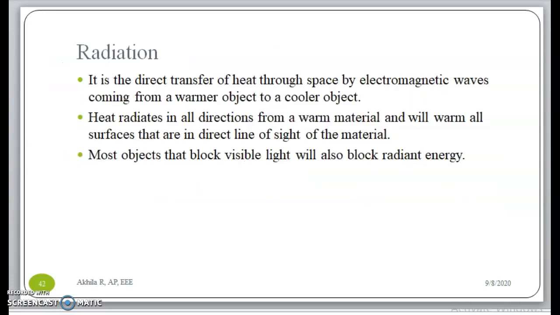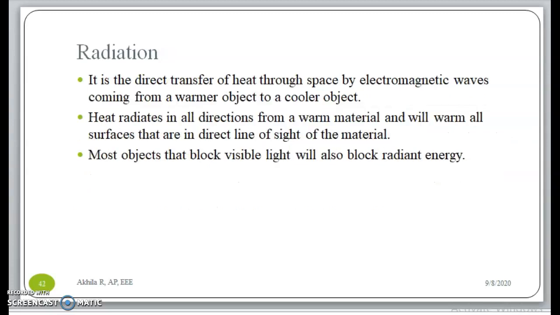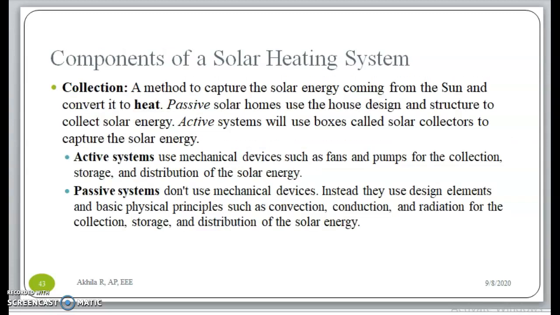Our three modes: conduction, convection, and radiation. Conduction is mainly for solid materials. Convection is when it happens by a moving fluid, air or water, and radiation is when it's happening through electromagnetic waves.